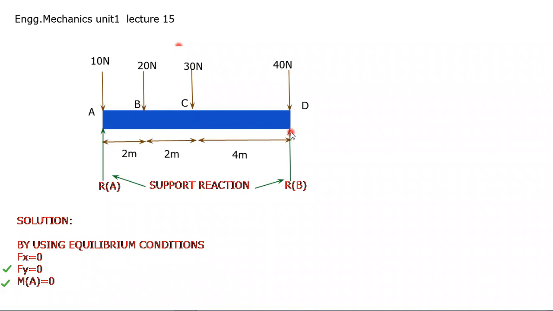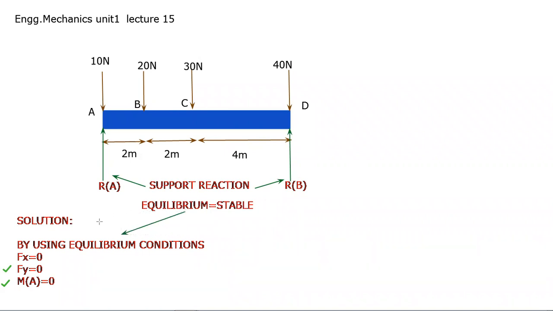Now after that, why can we use these three conditions? Because the beam is in a stable condition, the beam is in equilibrium, so we can use these three conditions. Equilibrium means it is stable, it is not moving, so that's why we are able to use these equilibrium conditions.